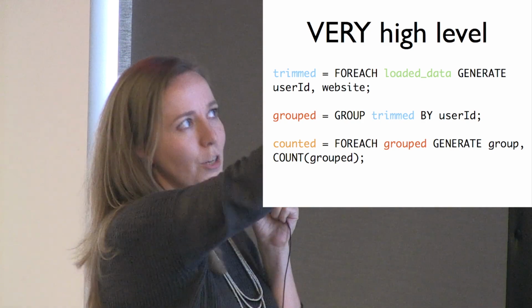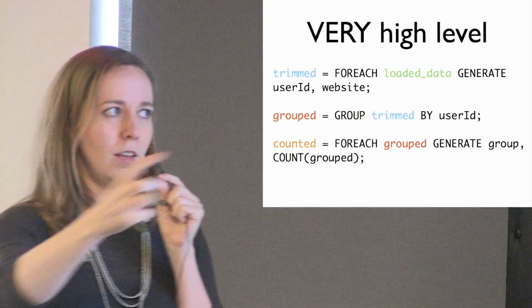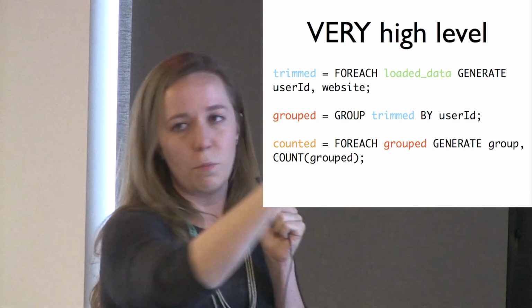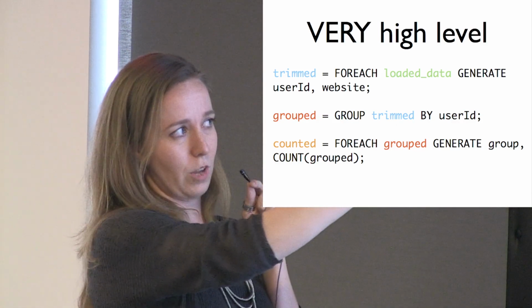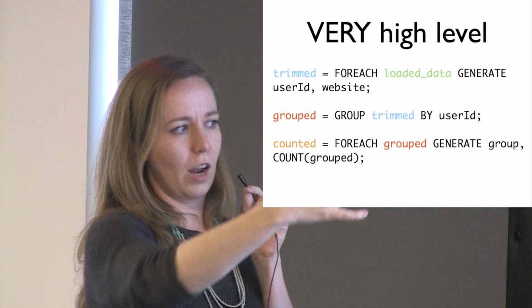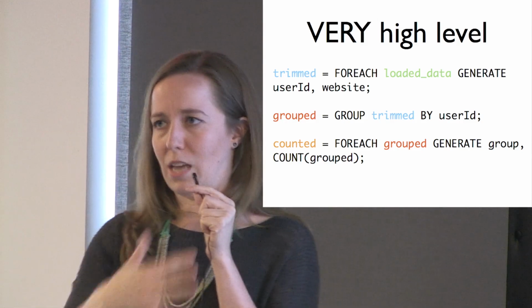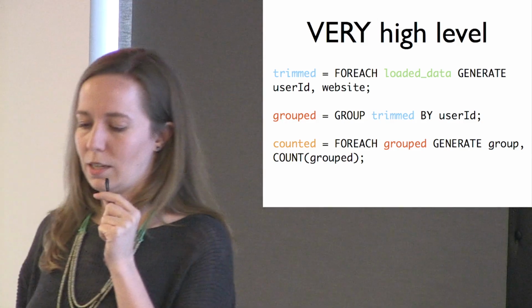Trim off the columns you're interested in, so trimming off user ID and the website they visited in this particular example. And then you take the trimmed data and group it by user ID. And then for each grouped item, you generate the user ID and a count of how many different websites they visited. So this is a very trivial example of a pipeline. But this is what Pig looks like to write.